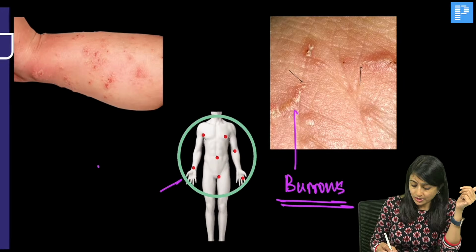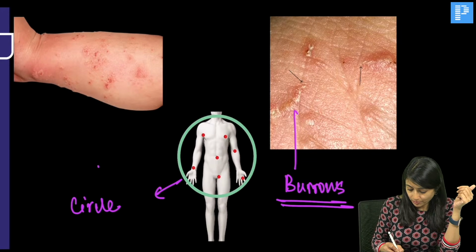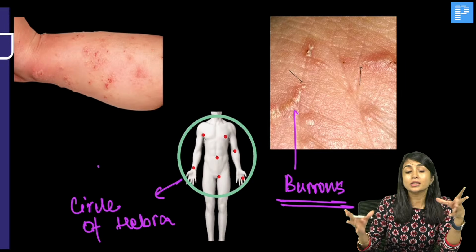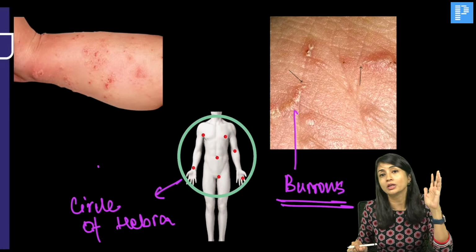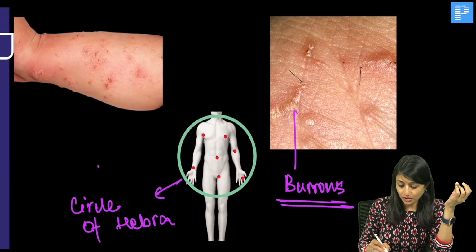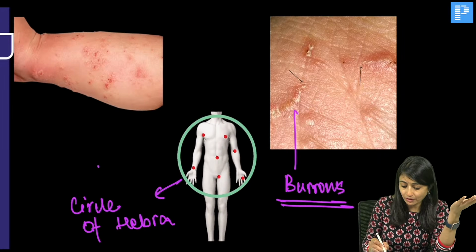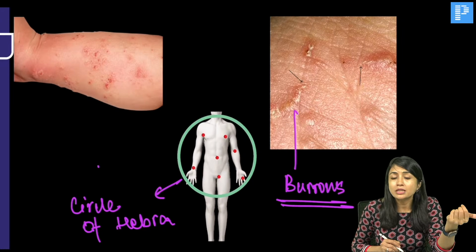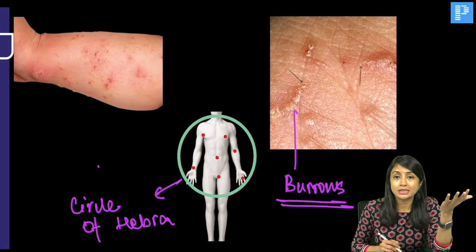Then this is the circle of Hebra. Circle of Hebra is basically how Hebra described the distribution of scabies lesions. They form an imaginary circle on skin, and that is why it's called circle of Hebra. So, it can happen in the genital area, interweb space, axilla, umbilicus, all this region. Scabies is caused by a mite called Sarcoptes scabiei.